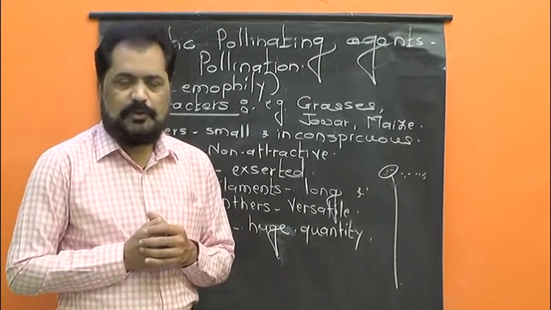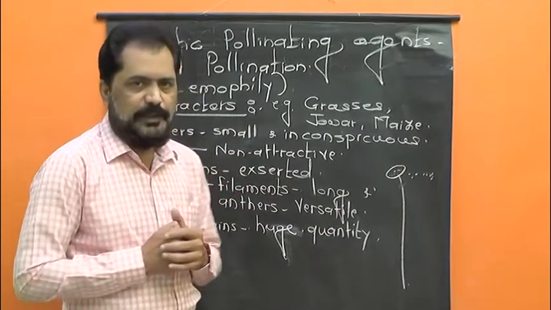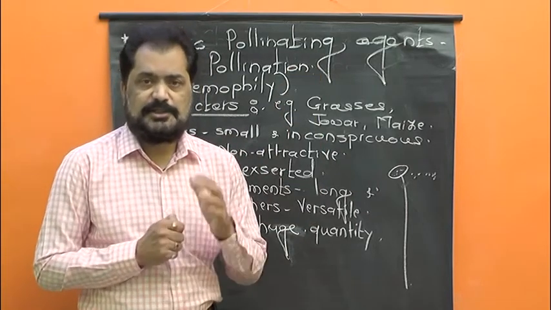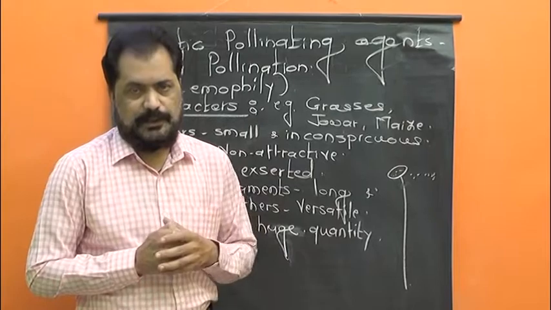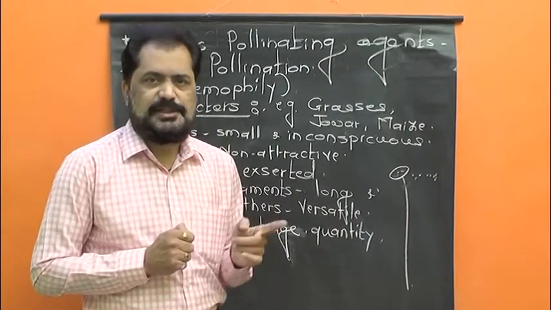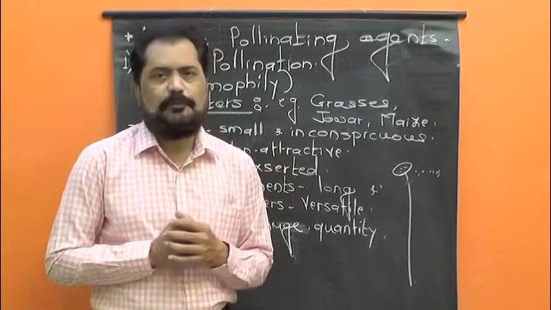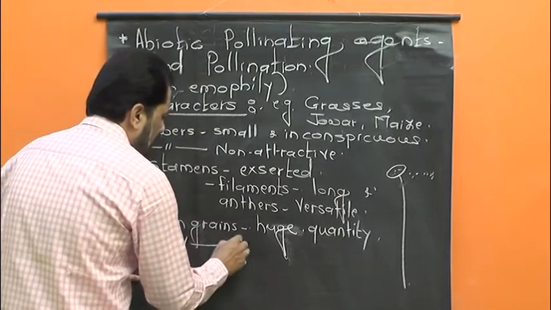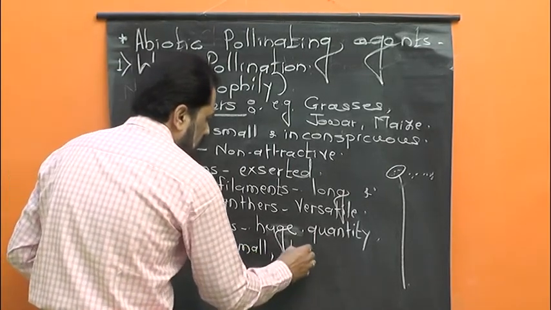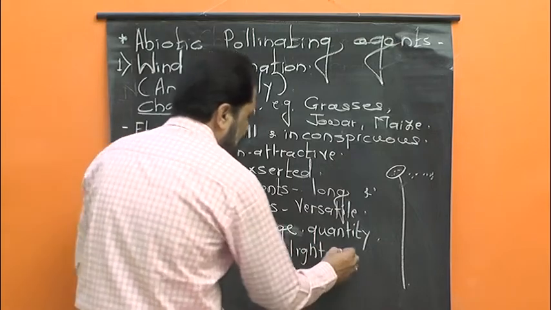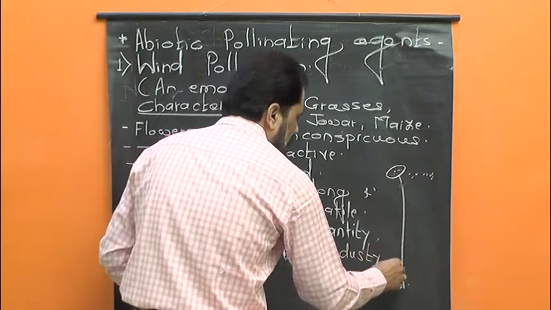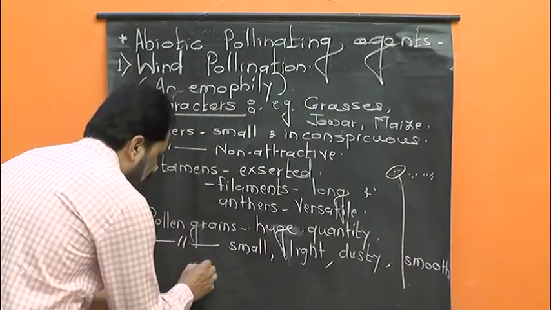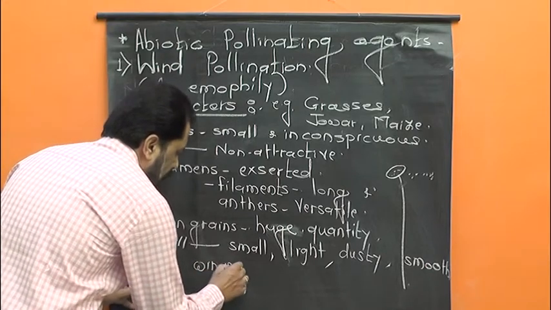Why is this so? Because obviously during anemophily, when the pollen grains are carried along with wind, definitely there is a chance of loss of pollen grains, and to achieve pollination successfully, such a huge quantity of pollen grains is produced. In addition to that, the pollen grains are very small, light in weight, dusty, smooth, the exine is smooth, and sometimes the pollen grains are winged.